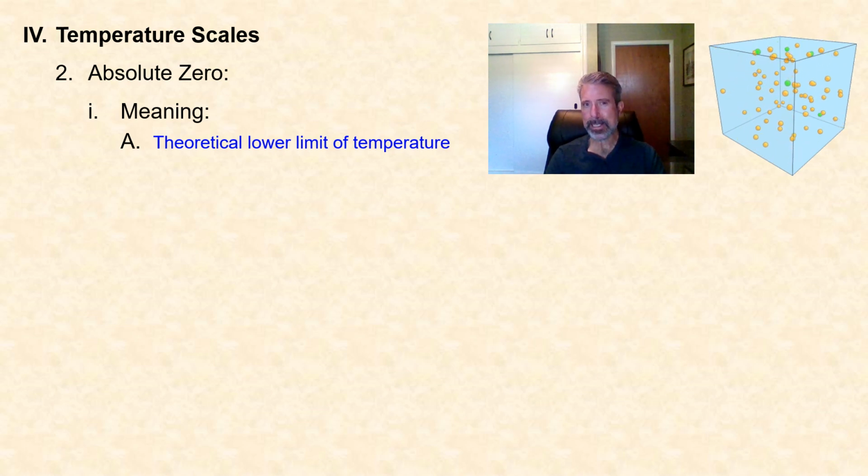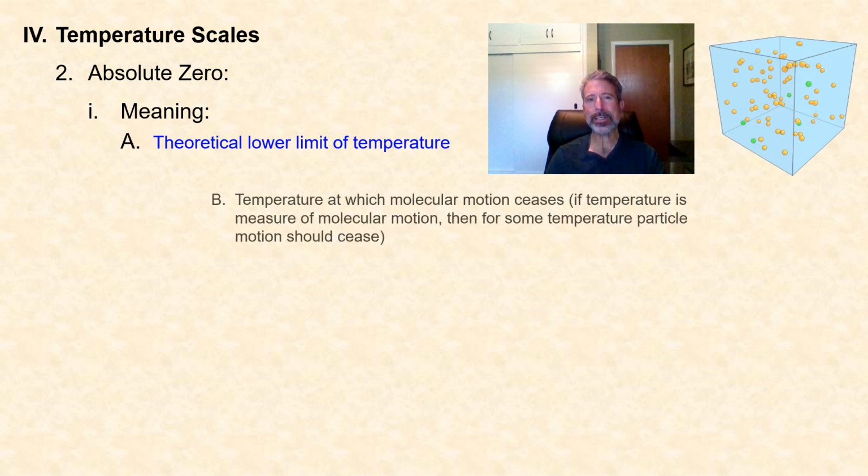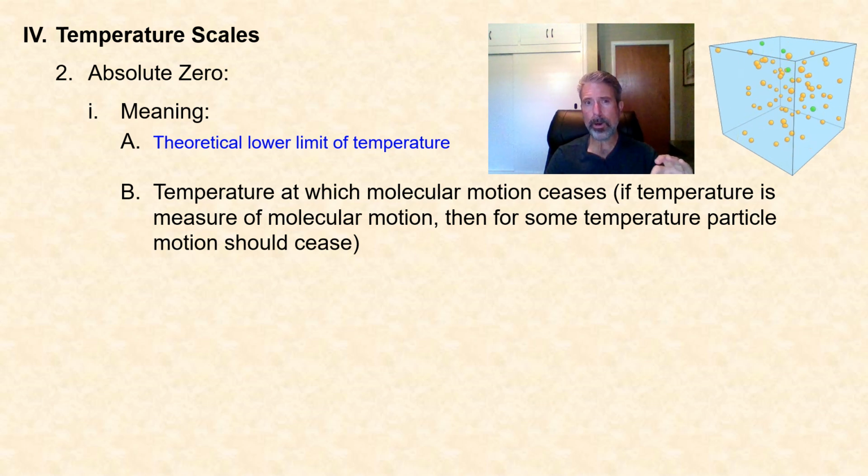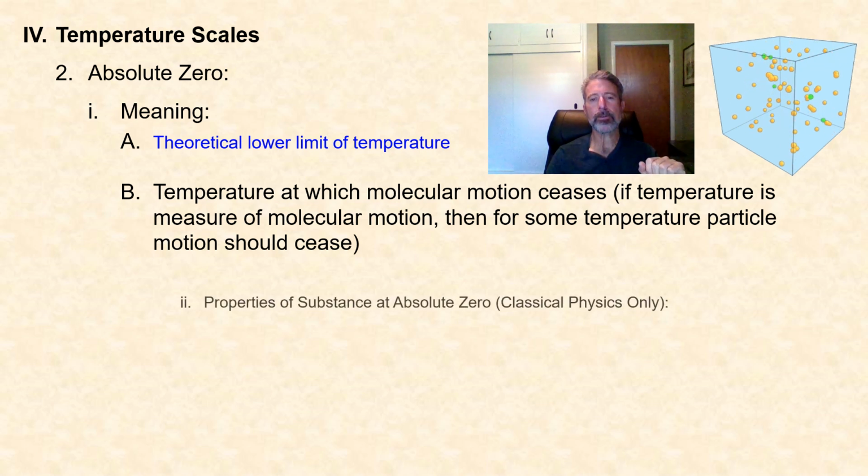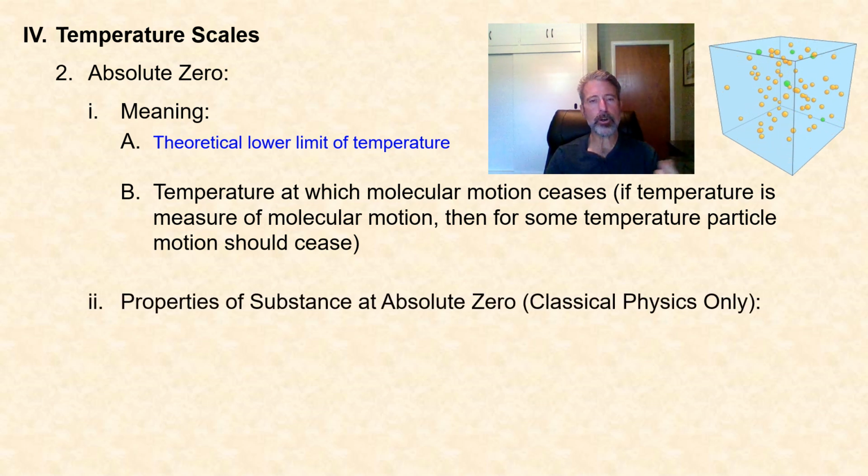So in this sense, it would make sense to then define the 0 point of temperature as being that point at which a particle had no motion. It had no kinetic energy. The temperature at which molecular motion ceases. Now if we ask ourselves, what would a sample of matter at absolute zero look like? Well, we said that the particles would not be moving, but this would also imply that a sample of matter at absolute zero would have no pressure as well.